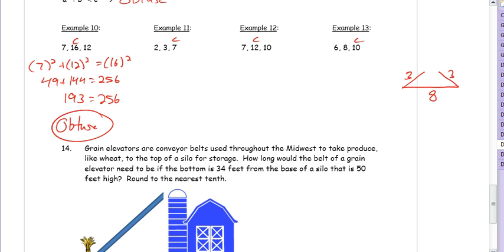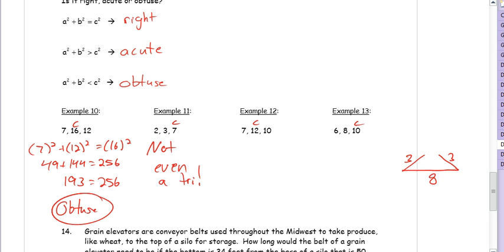Okay. Example 11. We see we have 2 plus 3 is 5. 5 is not bigger than 7. So this is not even a triangle. So stop there. Do not go any farther. You can't decide if it's right, obtuse, or acute because it's not even a triangle. I'd like you guys to do the same thing on example 12. Again, you're just trying to find out which one's the bigger side, and then a squared plus b squared equals c squared. Decide is it right, acute, or obtuse.